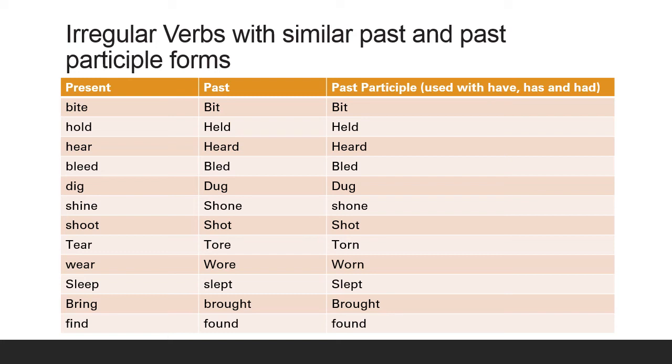Dig, dug, dug. Shine, shone, shone. Shoot, shot, shot. Tear, tore, torn. Wear, wore, worn. Sleep, slept, slept. Bring, brought, brought. Find, found, found. In all of these cases, we find that the past and past participle forms are similar. Only in the case of tear and wear, we find that they are different, like tore and torn, wore and worn. Otherwise, all the other forms have similar past and past participle forms.